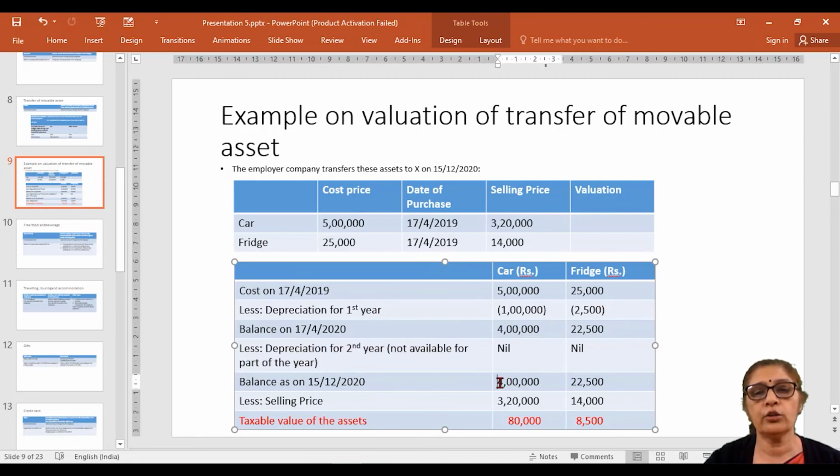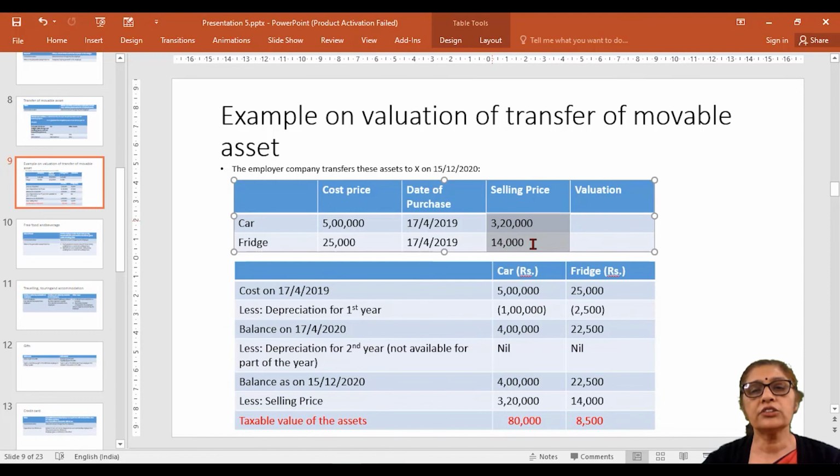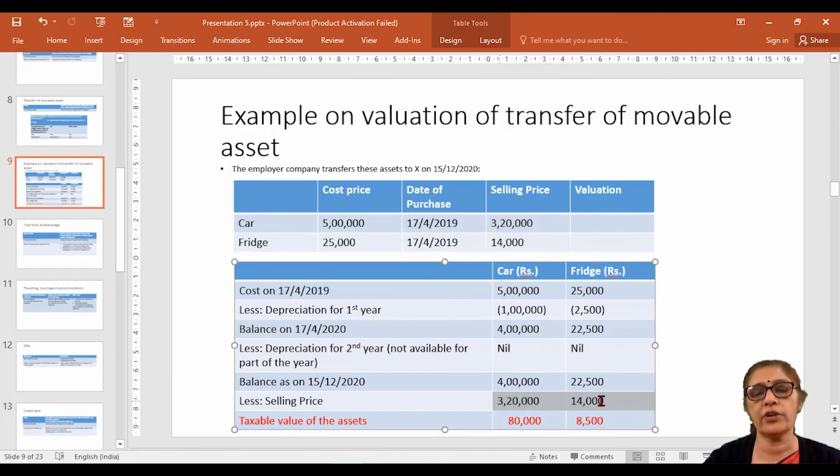So the taxable value would be 4 lakhs and 22,500 if the asset is transferred free of cost. However, our question says you have transferred it for 320 for the car and 14,000 for the fridge. So for the car we deduct 320, for the fridge we deduct 14,000, and the value of these assets would accordingly be 80,000 for the car and 8,500 for the fridge. So cost less depreciation less amount paid by the employee.